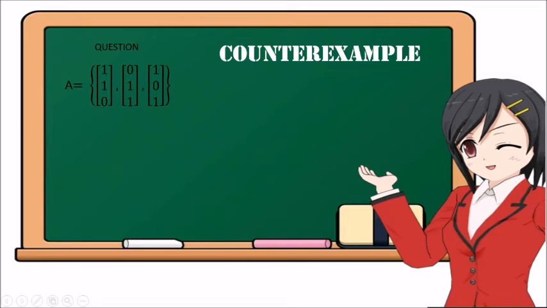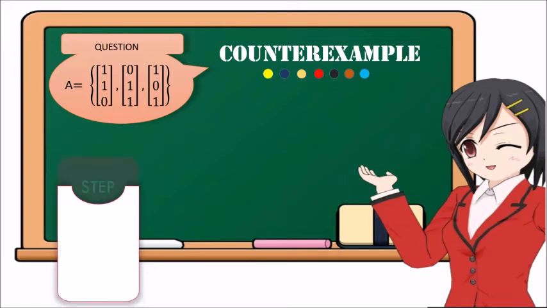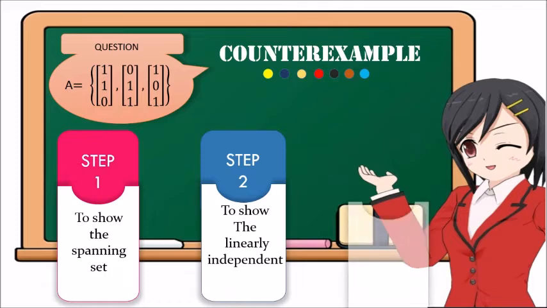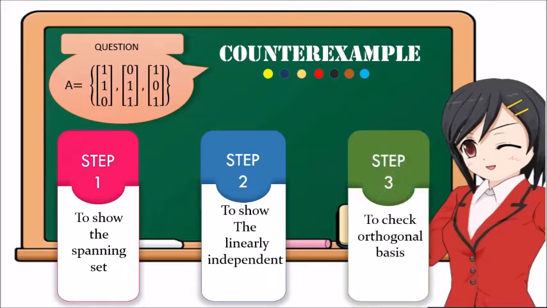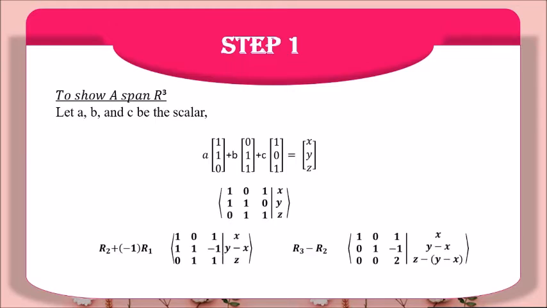Next, we do a counter-example to prove whether the set is an orthogonal basis or not by following three steps. Step 1, to show the spanning set. Step 2, to show the linear independence, and step 3, to check orthogonal basis. For step 1, we show A spans R3. Let A, B and C be the scalars. Then construct the augmented matrix. Reduce to REF, row echelon form, by using elementary row operation, ERO.